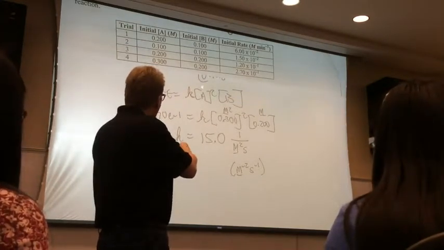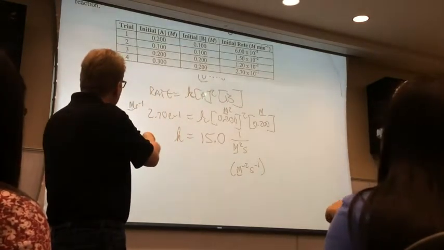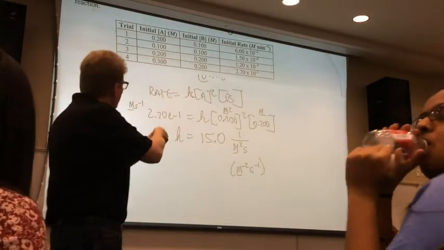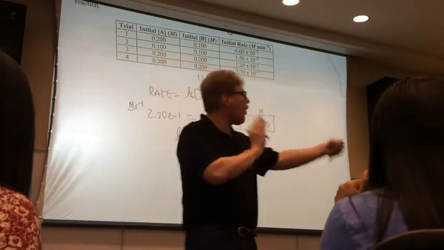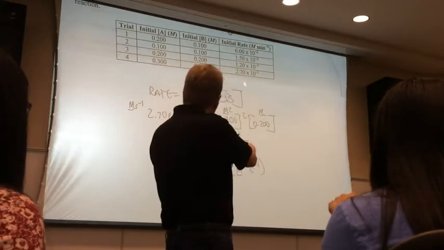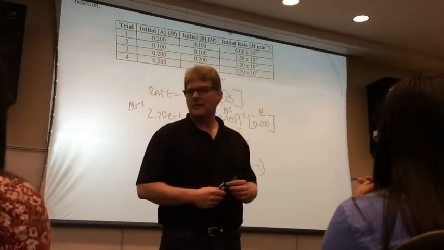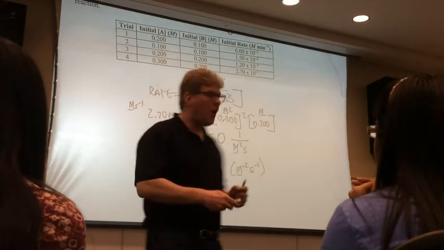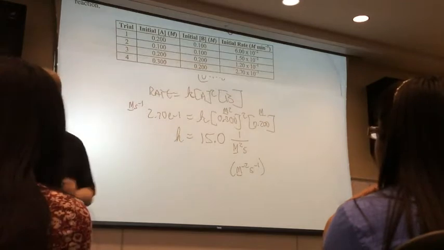So the order of the reaction with respect to A is 2. The order of the reaction with respect to B is 1. And the overall order is 2 plus 1, or 3. It's third order overall. And the units on k will reflect that. These are the units for a third order reaction.